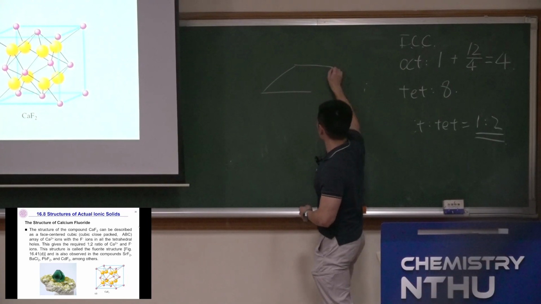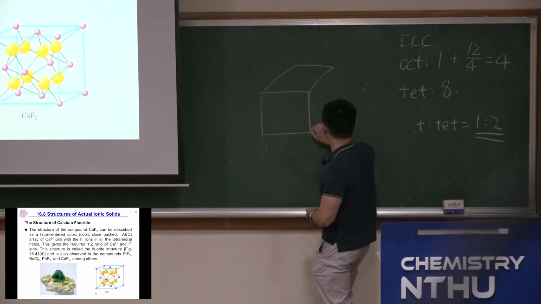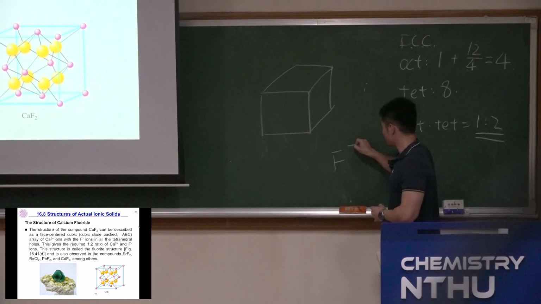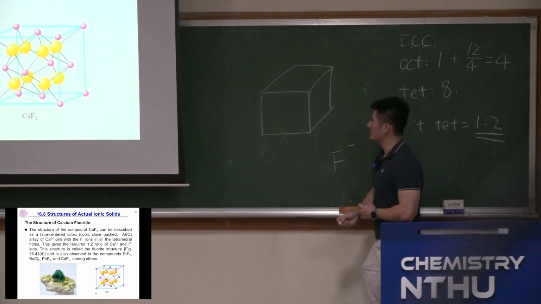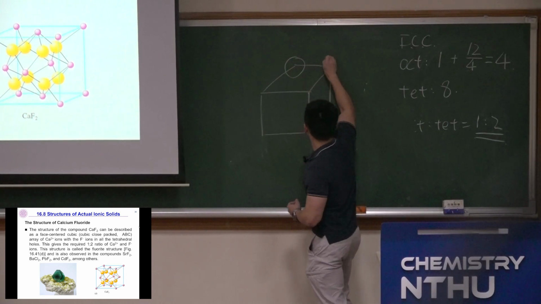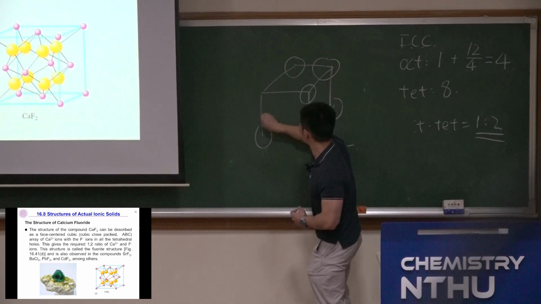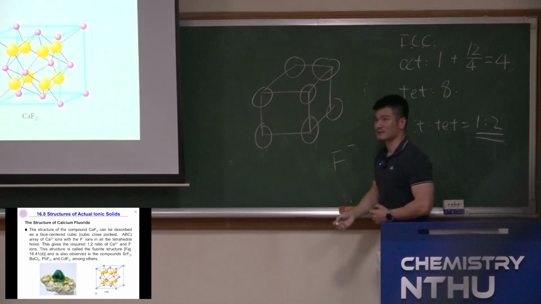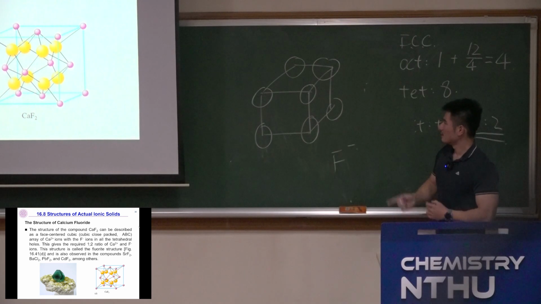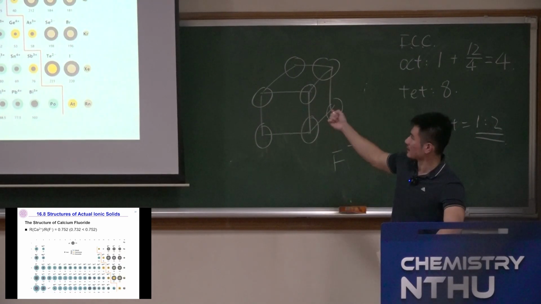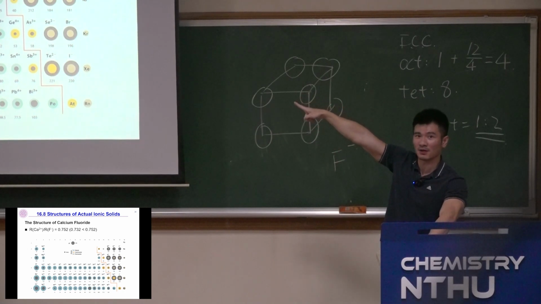This is a simple cubic, this is a cube, and fluoride F minus will take up the vertices 1, 2, 3, 4, 5, 6, 7. I'm not going to draw the 8. So this is a simple cubic. Why? Because it has to arrange into a simple cubic. Otherwise, we don't have a cubic hole.